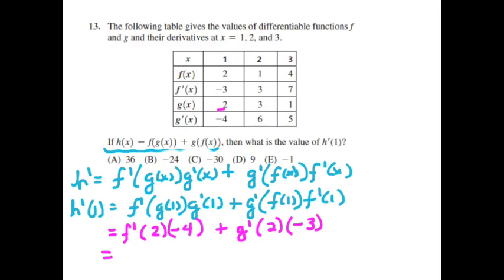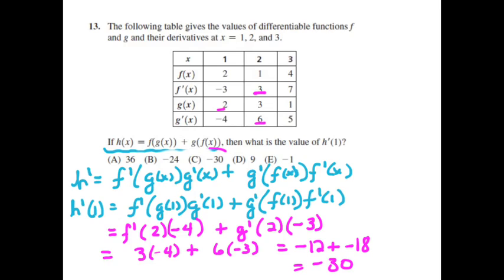And then let's fill in numbers here for f prime of 2. F prime of 2, that's 3 times negative 4, plus g prime of 2, which is 6 times negative 3. So I have negative 12 plus negative 18, which would be negative 30.